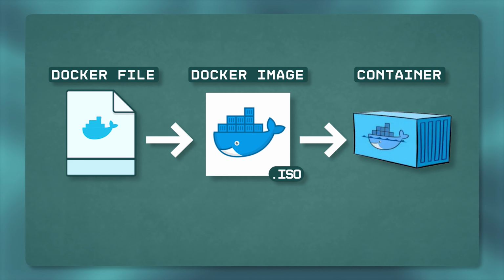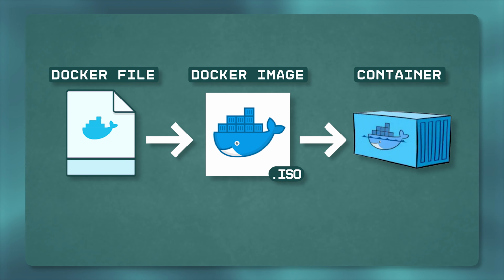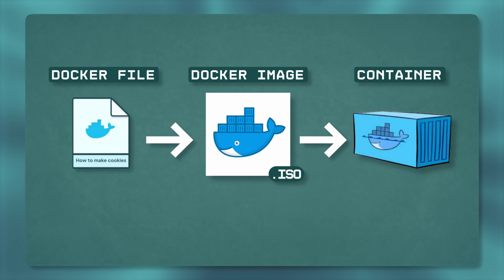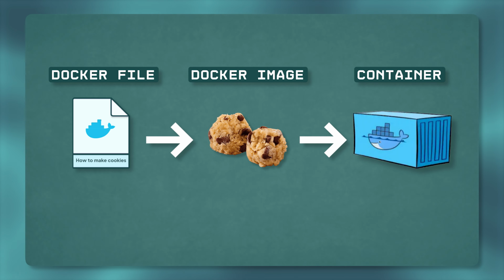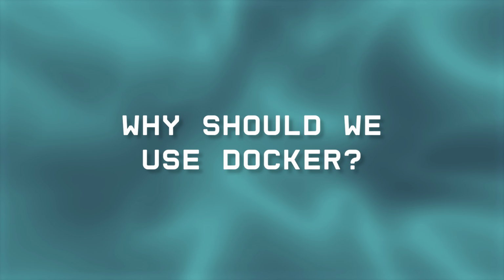I've seen some examples where people make references to cooking, where the Dockerfile would be the recipe for how to make cookie dough, the Docker image is the cookie dough, and then the Docker container is the cookie, or something like that.